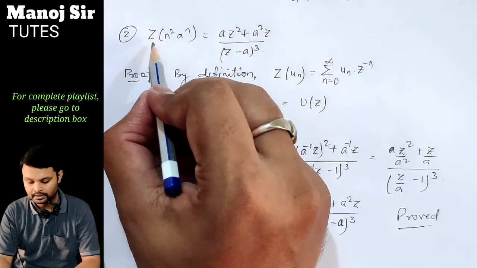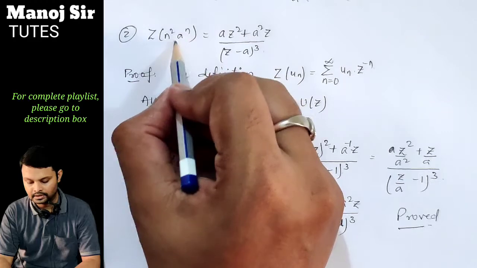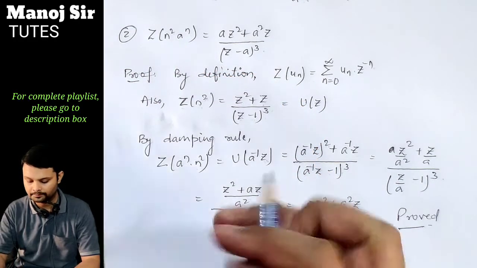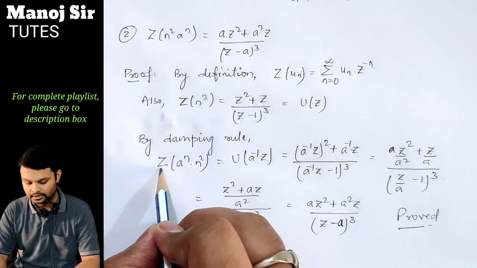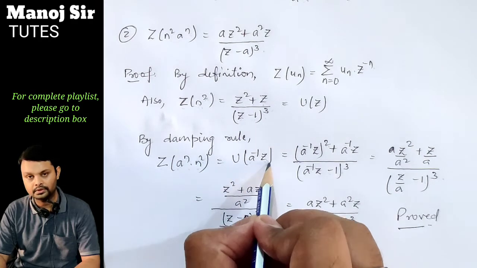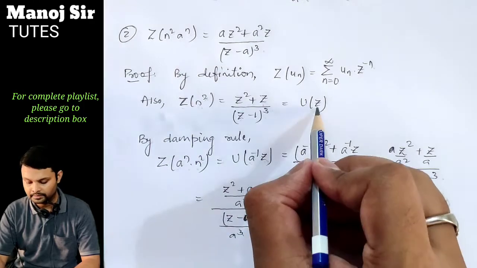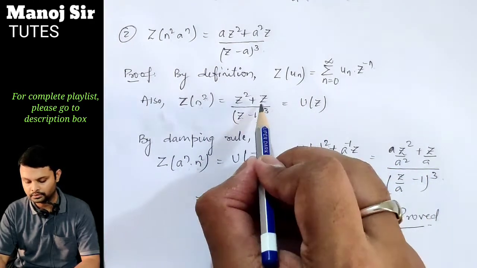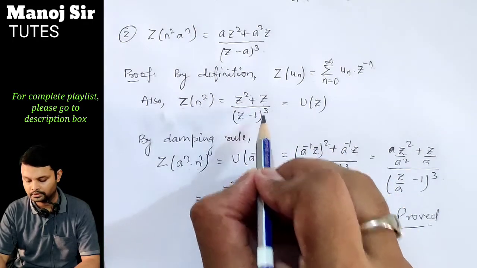But we want to find the Z transform of a to the power n into n square. It means since here we have a to the power n, we have to apply the damping rule. So by the damping rule you must know that the Z transform of a to the power n into n square is equal to U of a inverse z. It means in place of z we need to write a inverse z. So this is going to be ((a inverse z) whole square plus a inverse z) upon (a inverse z minus 1) whole cube.